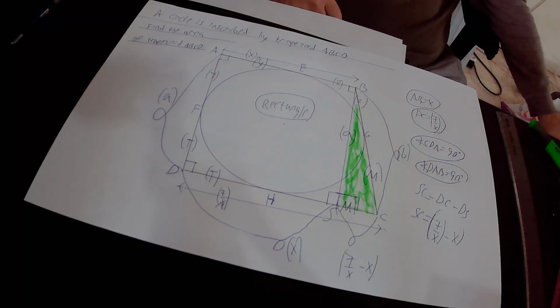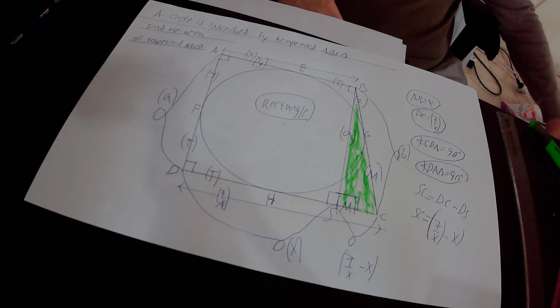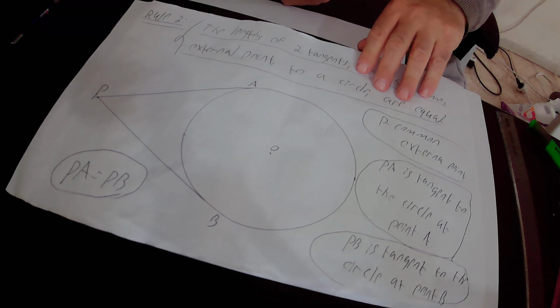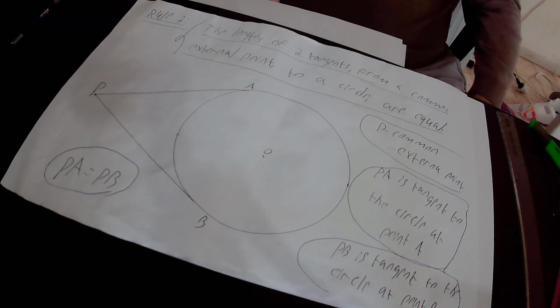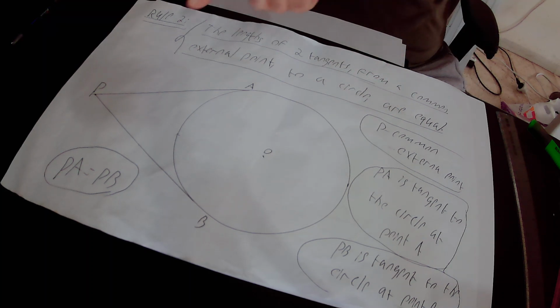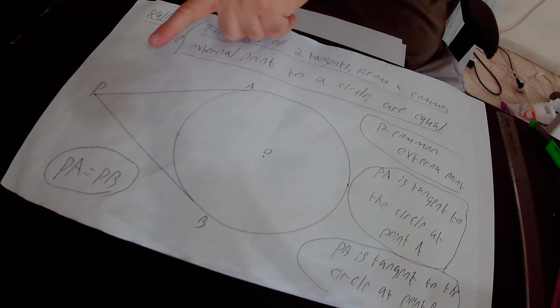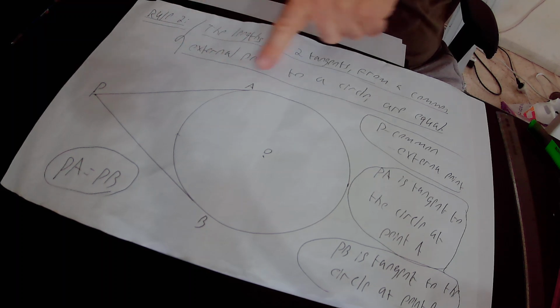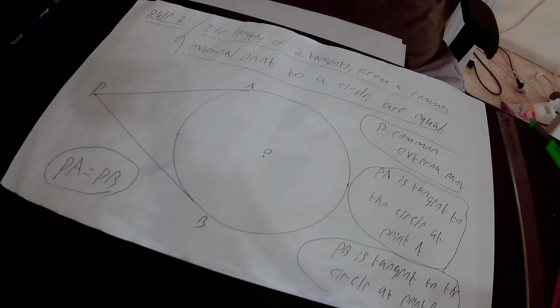So here we can implement rule 2. According to rule 2, the lengths of two tangents from a common external point to a circle are equal. So in the drawing we have a circle, and this is a common external point, point P. From this point P, we have two tangents to this circle, tangent PA and tangent PB. According to rule 2, they are equal to each other. That is to say, PA equals PB.